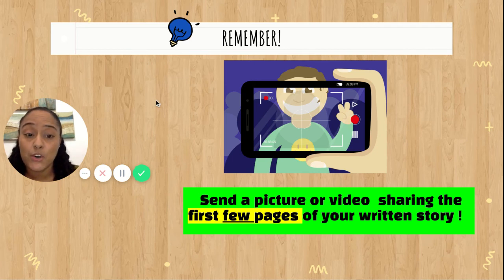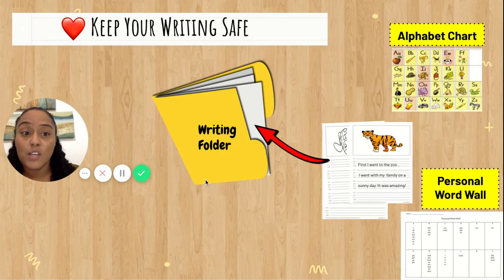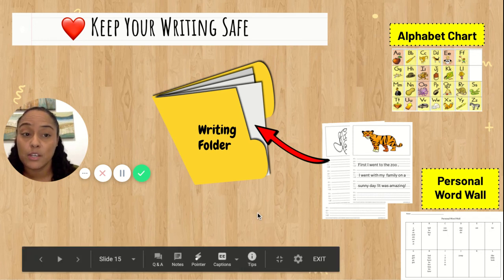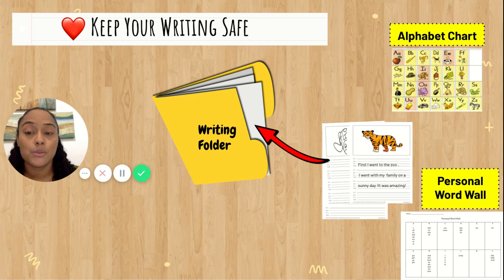Today, you can send a picture or video sharing the first few pages of your story. We're not expecting the whole story because we're not done yet. Now you have new materials to keep safe. You're going to put your alphabet chart and your personal word wall close to your story.